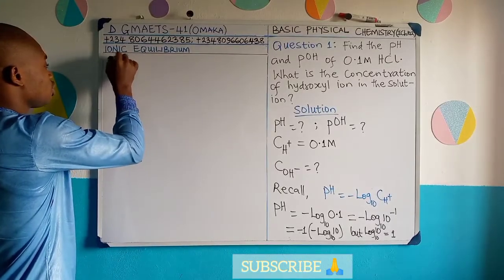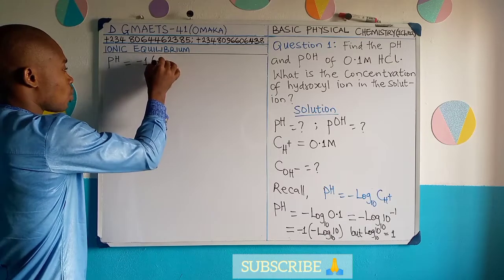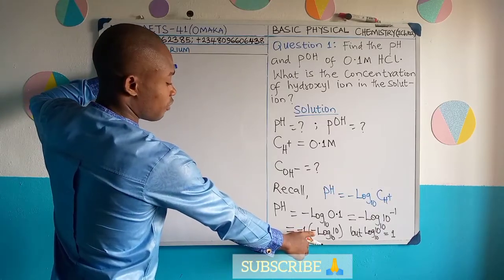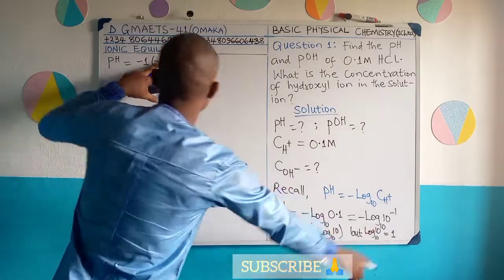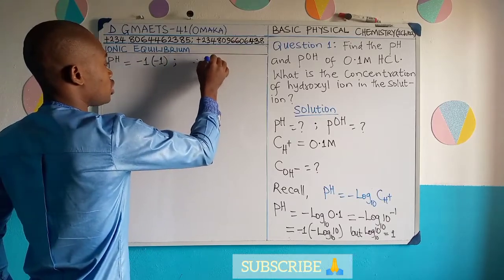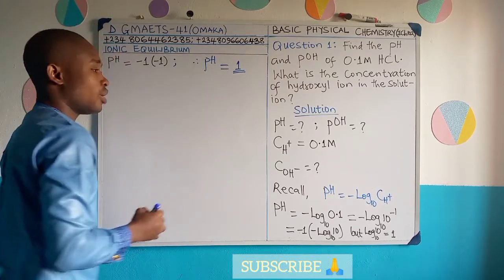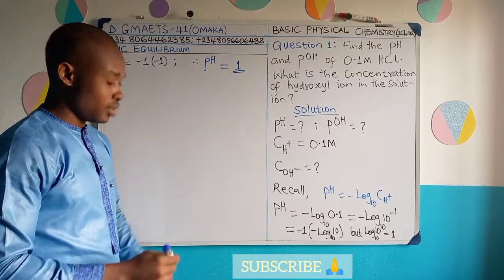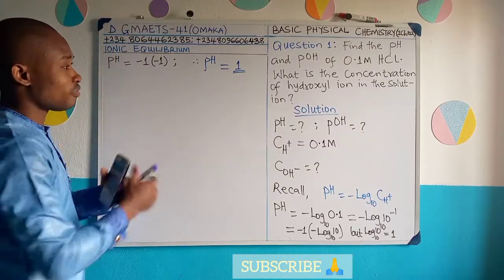So it means that our pH is equal to minus 1 times minus 1 in bracket. Look at it, the first minus comes from the formula of pH, and then log 10 to base 10 is equal to 1 already, so you fix the 1 there. In conclusion, therefore, pH of this acid is 1. That's the value of the pH. Okay, so we can proceed to determine the pOH now of HCl. So that's the second part of the question.